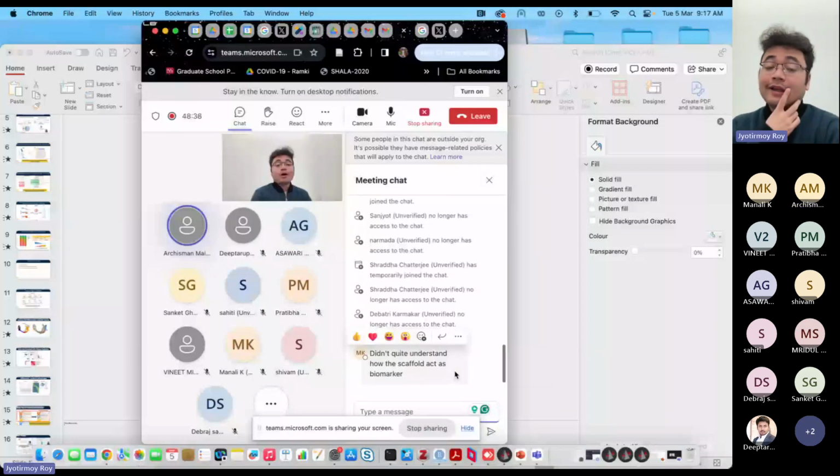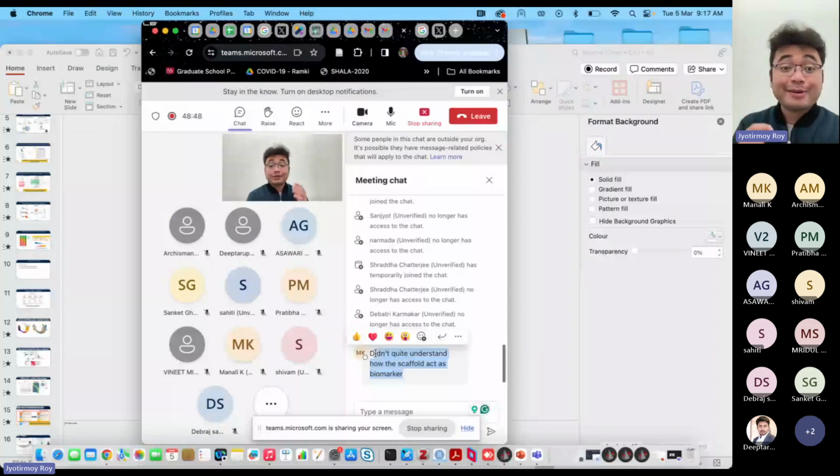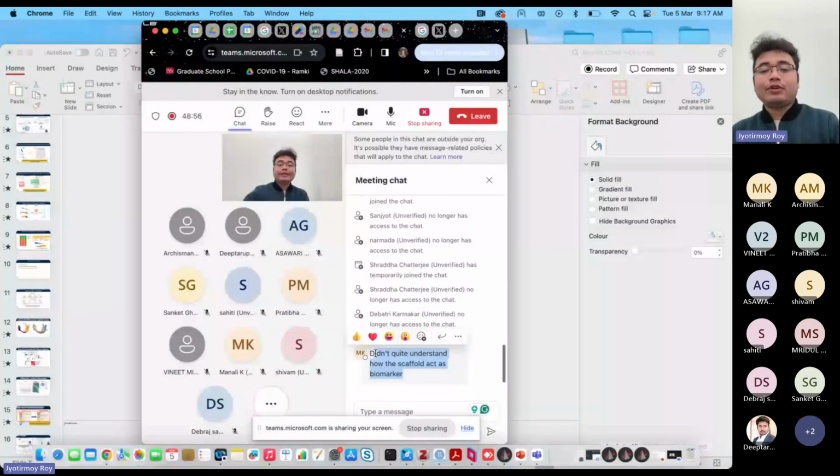Interesting question, thanks for asking this. Just to clarify, I'm not saying that scaffolds act as biomarkers. The scaffolds have immune cells and other cell types in them. So we take the scaffolds out, take the cells off the scaffolds, and then do a bulk RNA sequencing on the cells from the scaffolds. And the genes from those cells are the ones which act as biomarkers.